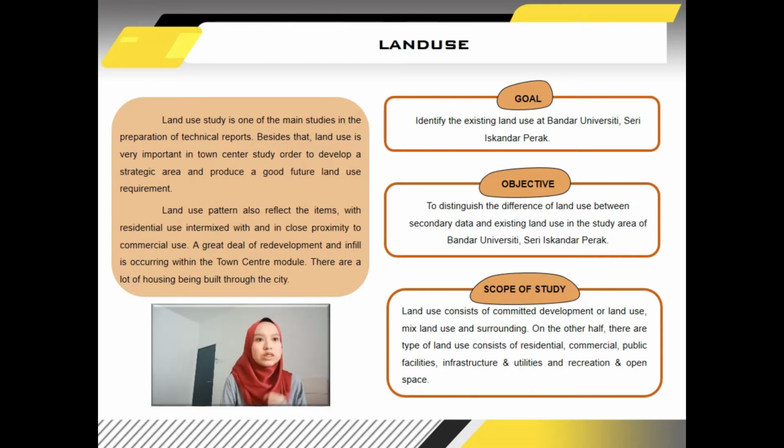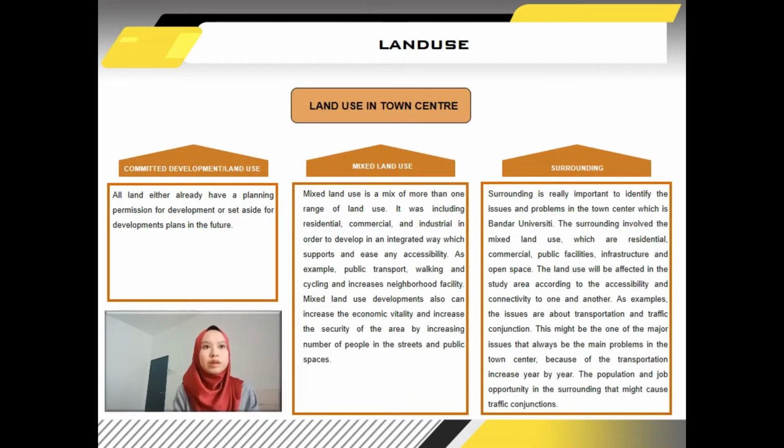And for the scope of the study, this land use consists of committed development or land use, mixed land use, and surrounding. On the other hand, the types of land use consist of residential, commercial, public facilities, infrastructure, accessibility, recreation, and open space. We have three types of land use in the town centre, which are committed development, mixed land use, and also surrounding.